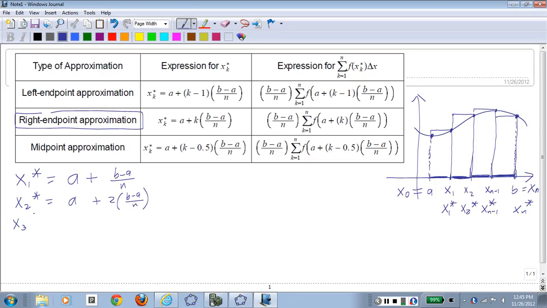X sub 3 star, I don't have an X sub 3 star on my picture, but if there were, it would be A plus 3 of them. And the pattern develops very quickly. At the very end, I'm going to leave some space because I'm going to put an X sub K star. X sub K star is the one we really need. But I'll leave some space. X sub N star is A plus N times B minus A over N. And we really need that, since that's the right-hand endpoint of the one on the far right, we need that to equal B. Does that equal B? If we divide out the n's and cancel the A and the minus A, that's B, right?